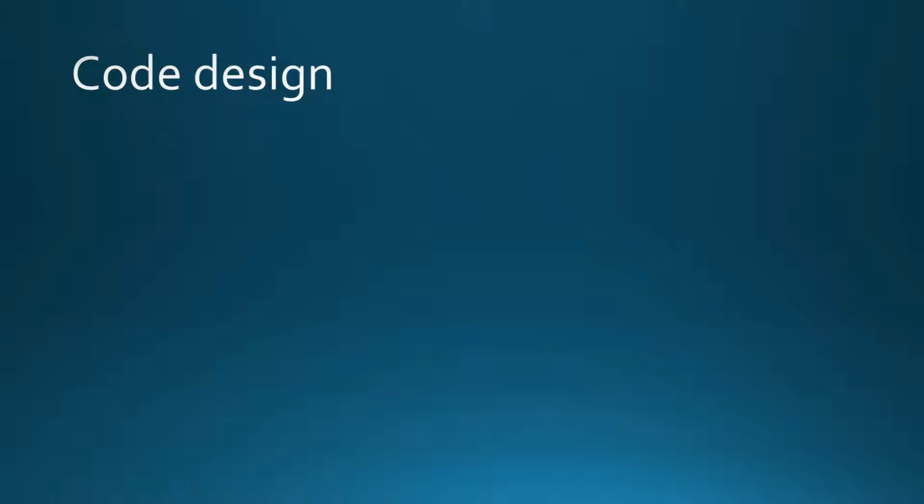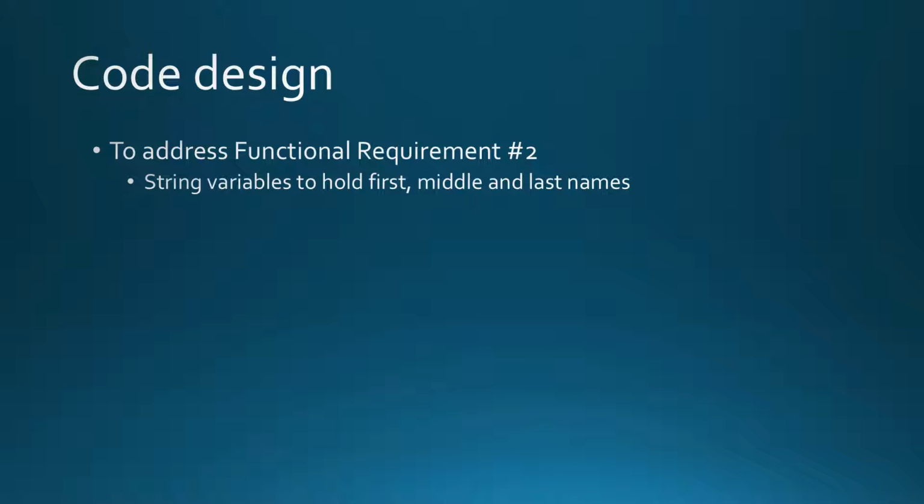Thinking a little more about the kind of code we have to produce to address this functional requirement. Well, the first thing we're going to need are variables to hold the first, middle, and last names. And clearly, the values of these variables are strings. So we're going to need 3 declarations of string variables. Secondly, since we're reading from the keyboard, we're going to have to declare and instantiate a scanner instance.